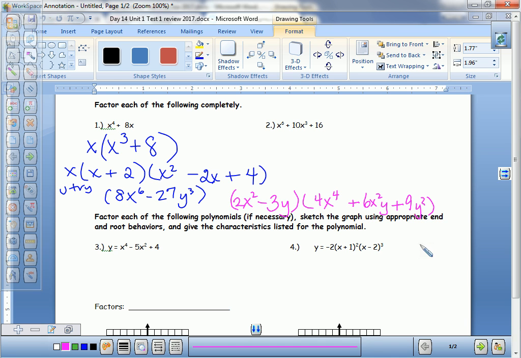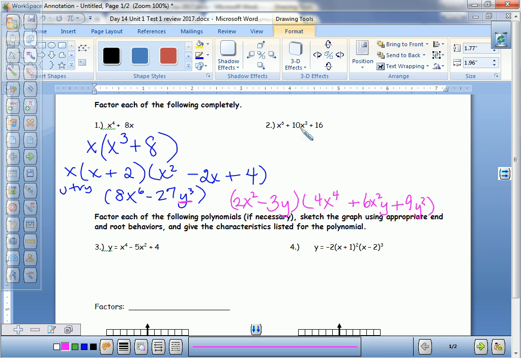Okay. Why wouldn't it be 2x squared minus 3? Here? Okay. Because this has a y to the third, we have to have the y there also. I know what I did. I took the cube root and then I made it regular.